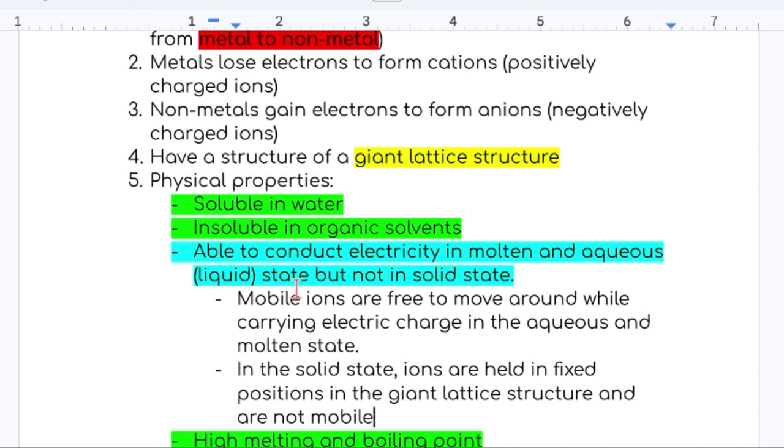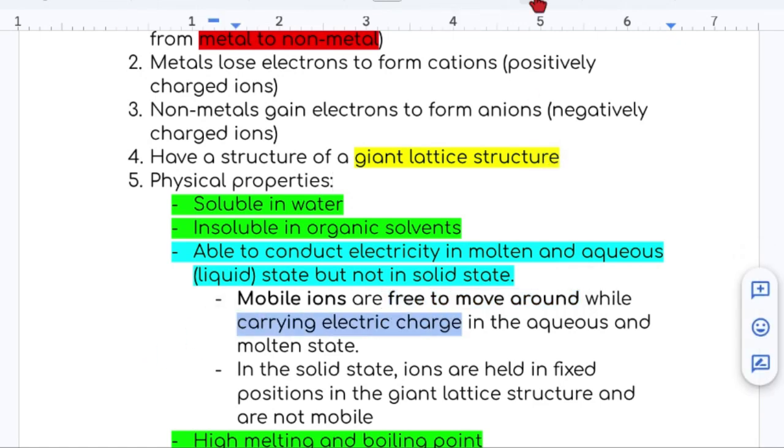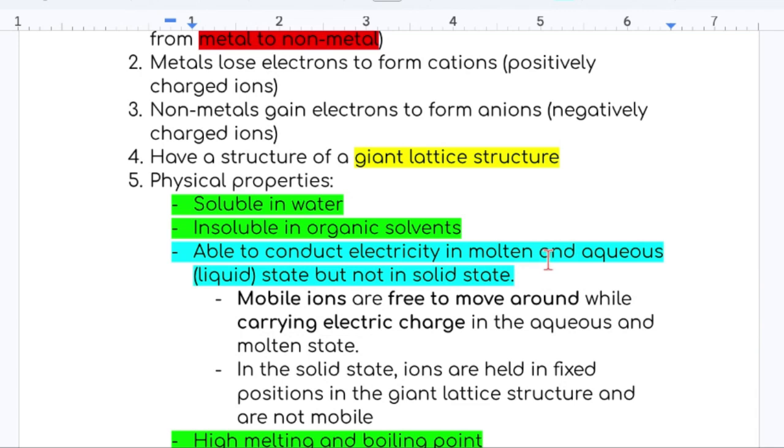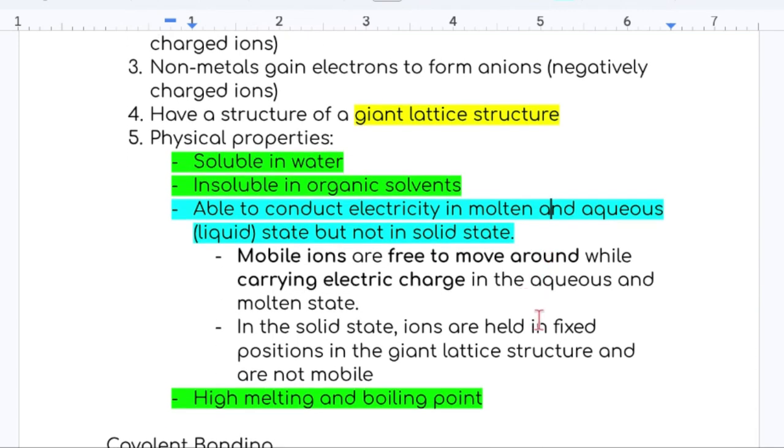There are some very important keywords here, such as mobile ions. If you don't write the word mobile, apparently they will deduct a mark. You must write either mobile ions or free to move around. Then you must also write carrying electric charge if you want to talk about the aqueous and molten state. But if you're talking about the solid state, you need to say that it's held in fixed positions, and so because of that, they are not mobile. This part is not really that important, but it is good to remember.